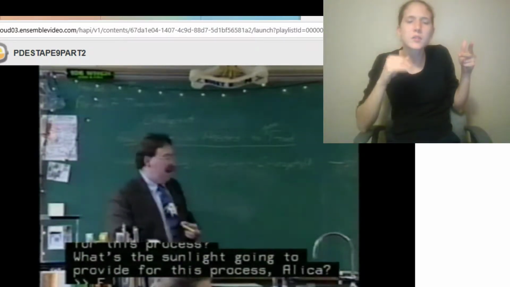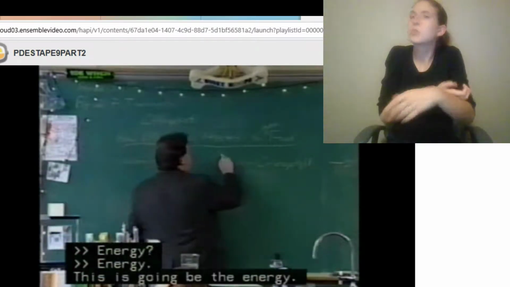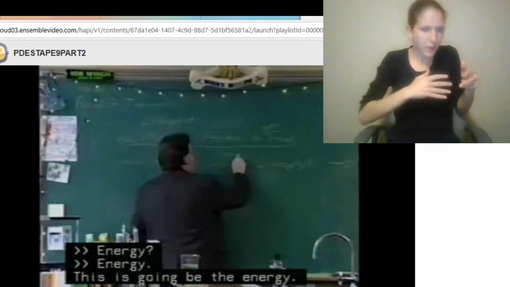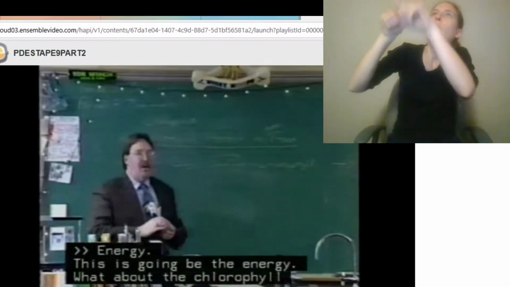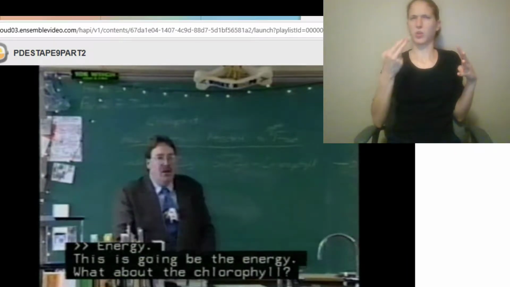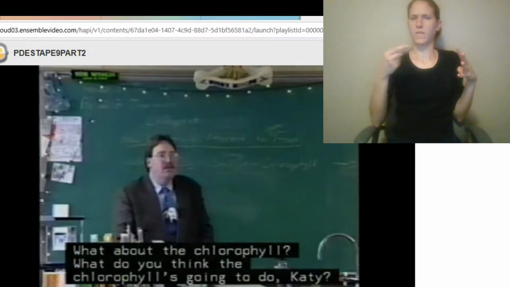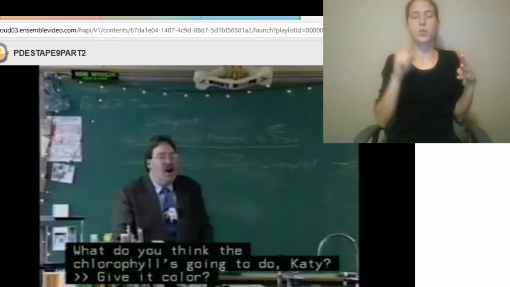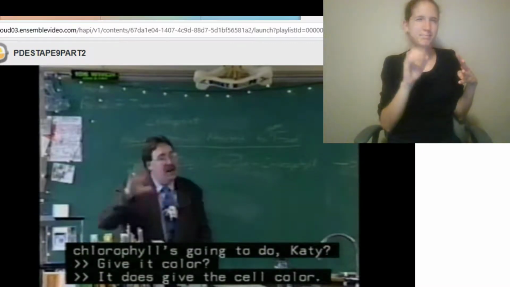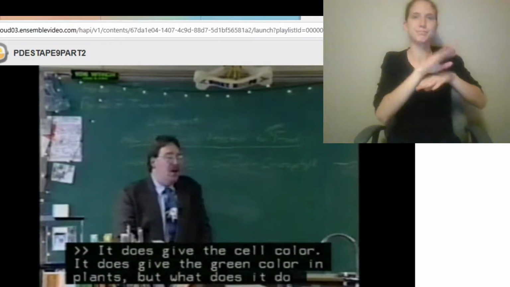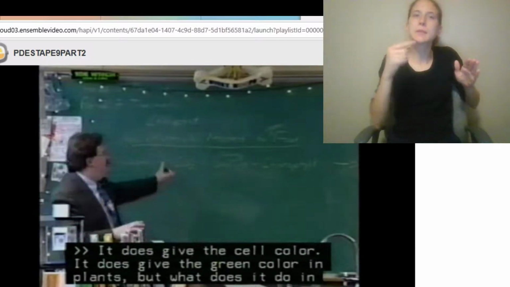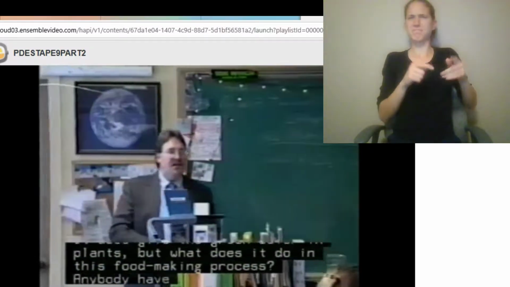Alicia? Energy. Okay, this is going to be energy. What about the chlorophyll? What do you think the chlorophyll is going to do? Katie? Give it color? Well, it does give the cell color, the green color in plants. But what does it do in this food making process? Anybody have any ideas or any guesses?